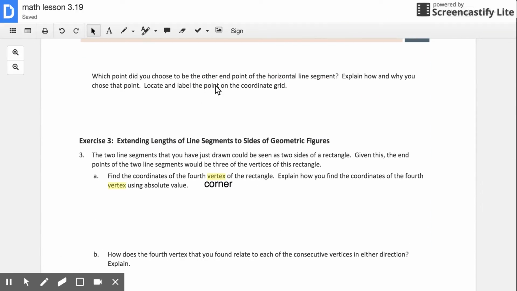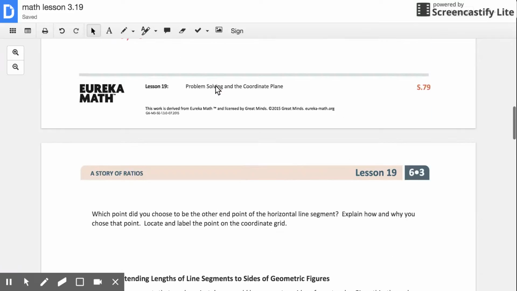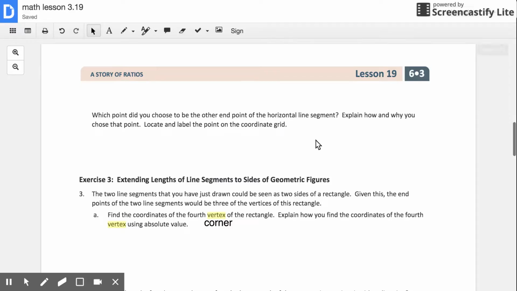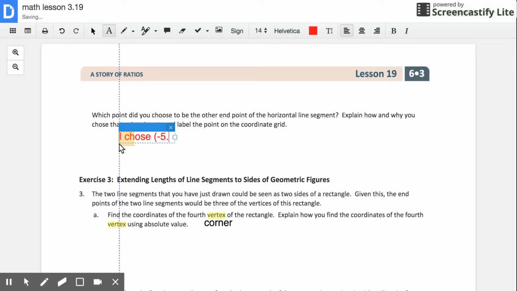So which point did you choose to be the other end point? I chose -5, -3. My explanation I would write out. Actually, maybe I can write it. I'm going to write it. I chose -5, -3. Explain how and why you chose that point. I did it by counting. Or you could have used absolute value and added.